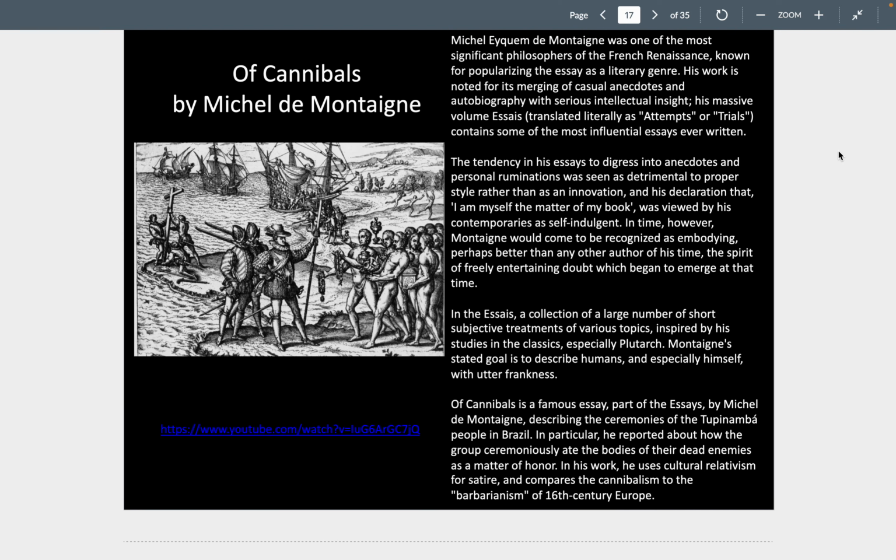Michel de Montaigne is a philosopher of the French Renaissance. He is writing a number of short stories, but especially essays, and Of Cannibals is one of those, where he is using cultural relativism for satire and comparing cannibalism to the barbarianism of 16th century Europe with religious wars and witch hunts and stuff like that.